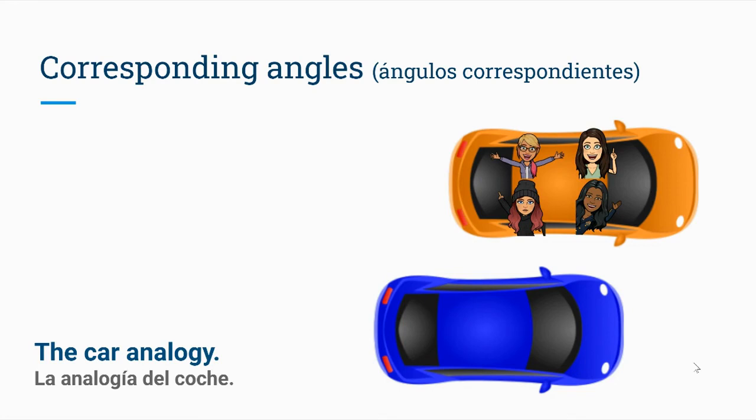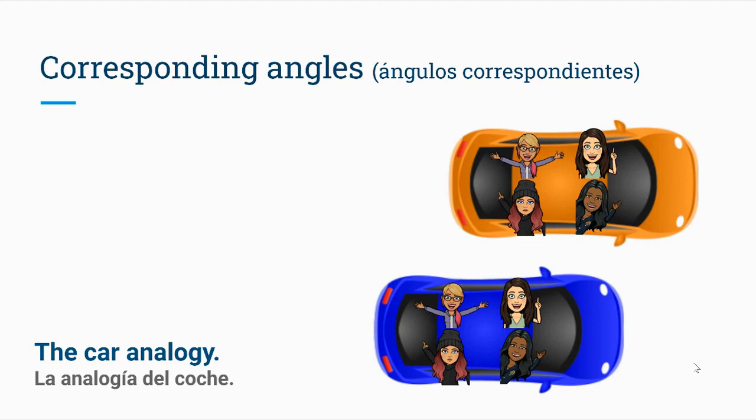Well, imagine now that in the second car there are also four people. The driver in the second car would be in the same position as the driver in the first car. The same would happen to the co-pilot and both people in the back. The position of the people in the car represents corresponding angles. One person corresponds to the other person.